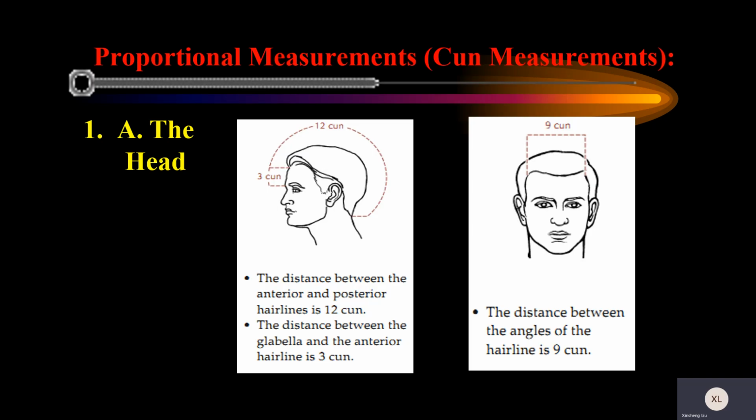So the head. We talk about the head. Number one, the distance between the anterior and posterior hairline is 12 cun. What's the benefit? Later on we locate the Du channel points here. So beneficial, so useful, right? The Du channel points on the head. And the distance between the glabella and the anterior hairline is 3 cun. You really have your Du channel points right here. It also helps you locate the Bladder channel points and the GB channel points on the head. And the distance between the anterior angles of the hairline is 9 cun. Like the corners right here, the two corners connected are 9 cun.